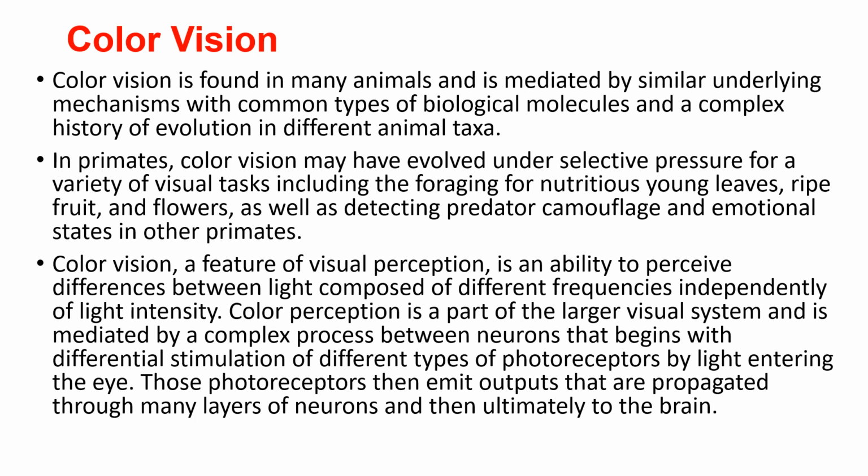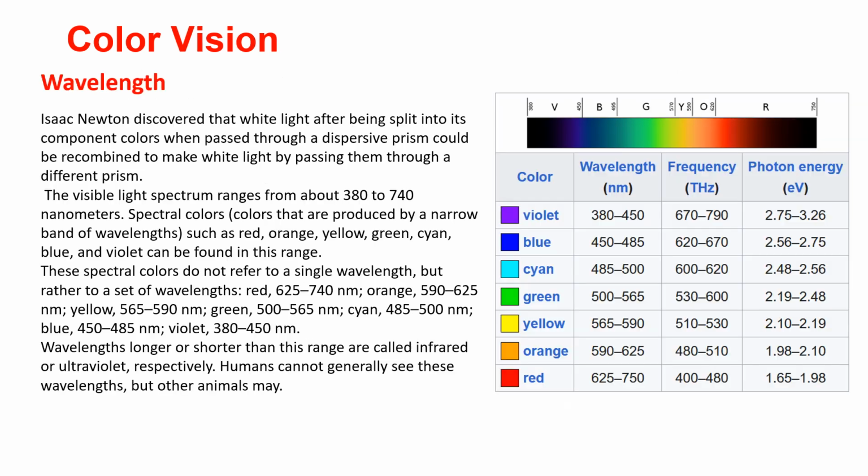Color vision, a feature of visual perception, is an ability to perceive differences between light composed of different frequencies independently of light intensity. Color perception is a part of the larger visual system and is mediated by a complex process between neurons that begins with differential stimulation of different types of photoreceptors by light entering the eye. Those photoreceptors then emit outputs that are propagated through many layers of neurons and then ultimately to the brain.